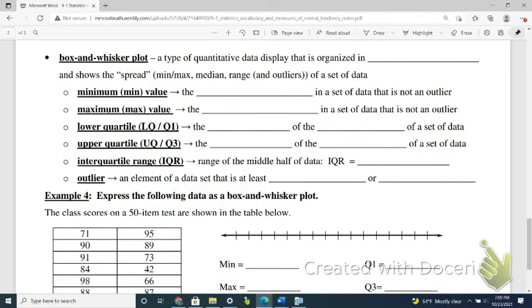A box and whisker plot is a type of quantitative data display that is organized around quartiles. So this is breaking everything up basically into quarters. It shows the spread, your min, max, median, range, and outliers of the set of data. So remember, your minimum number is your lowest number, and both Desmos and your calculator can get all of this information for you. Your maximum number is your highest number.